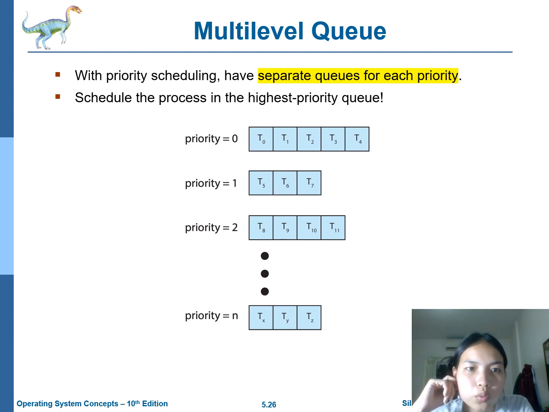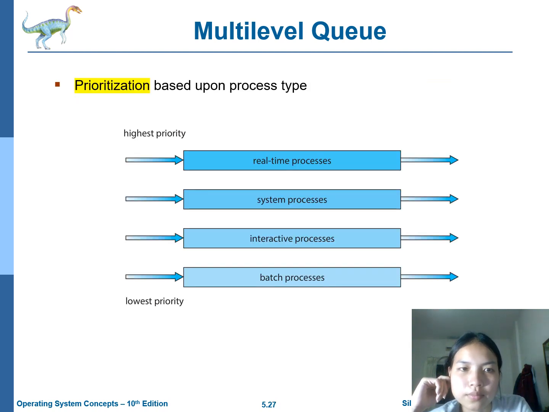Multilevel queue with priority sharing has a separate queue for each priority. Schedule the process in the highest priority queue. Prioritization is based upon process type: highest priority are real-time processes, then system processes, interactive processes, batch processes, and lowest priority.